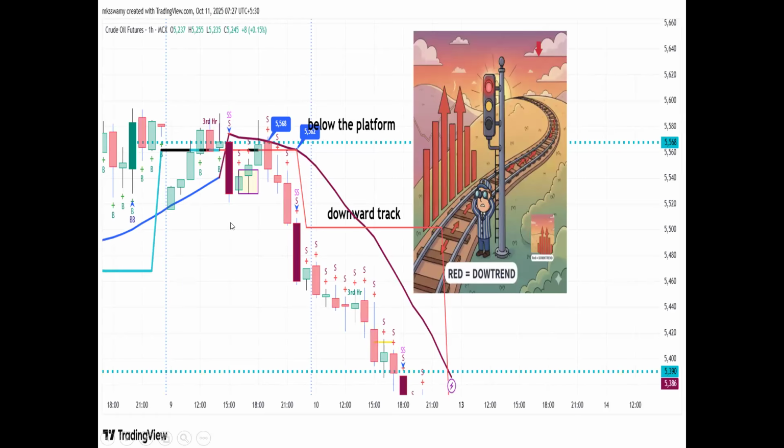So in this example, I'm showing the picture of crude oil. I'm marking a day before. You can have a bias a day before, where the market is positioned. Here you can see the signal is red. The platform is here. The train has left the platform. Direction is down, a downward track. So red, all are red.